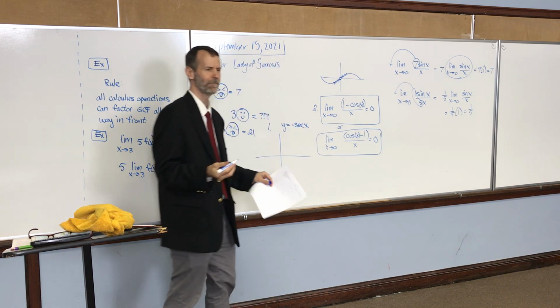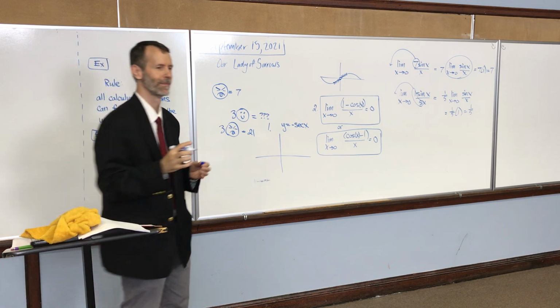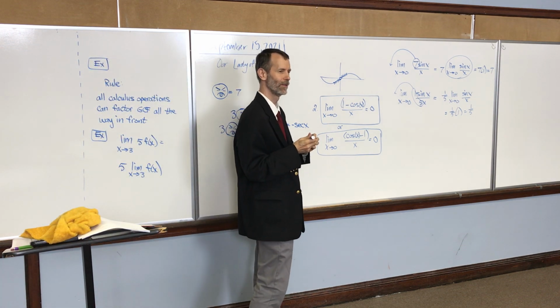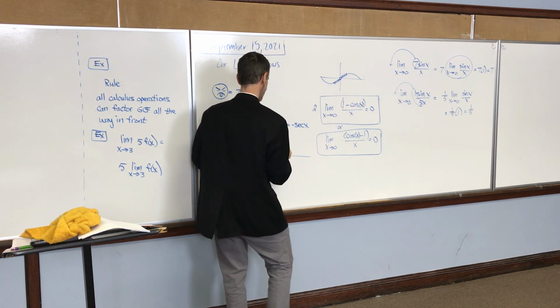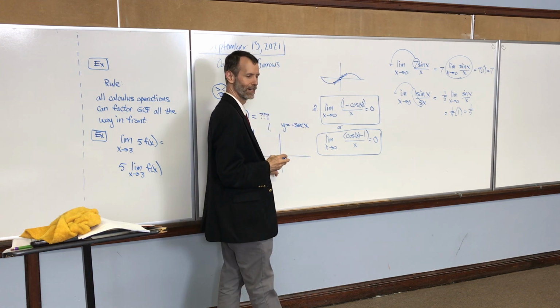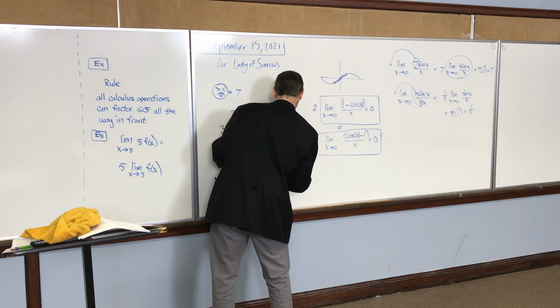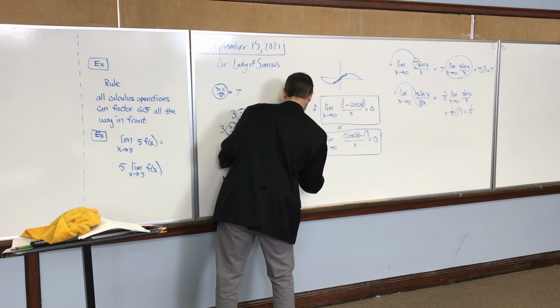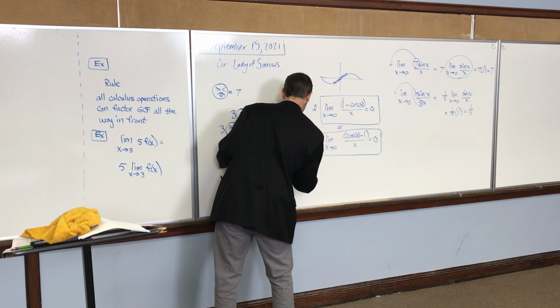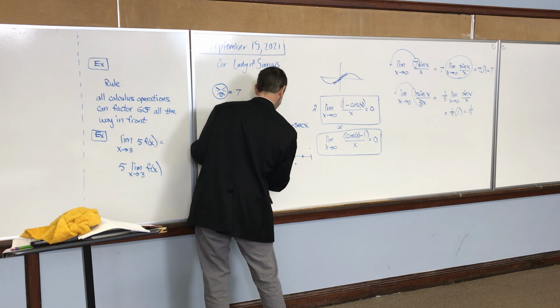Does anyone remember how to graph cosine? Where does it start, where does it go? Sine starts at the origin. Cosine starts at the max, and then goes down. Min, base, max. This is cosine.